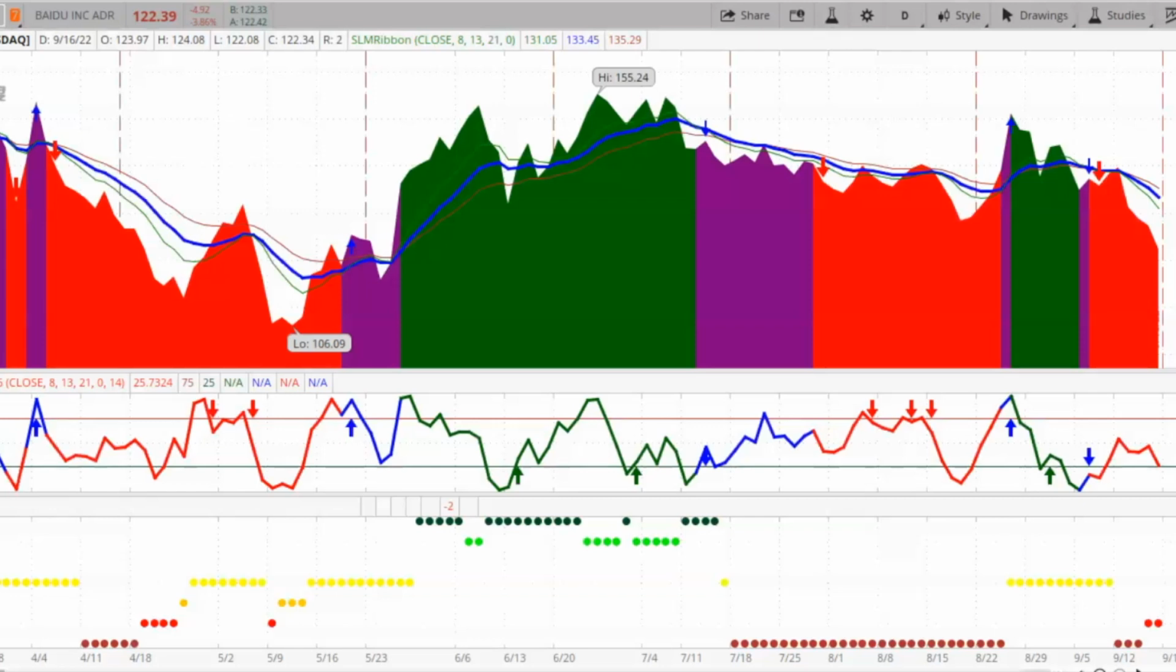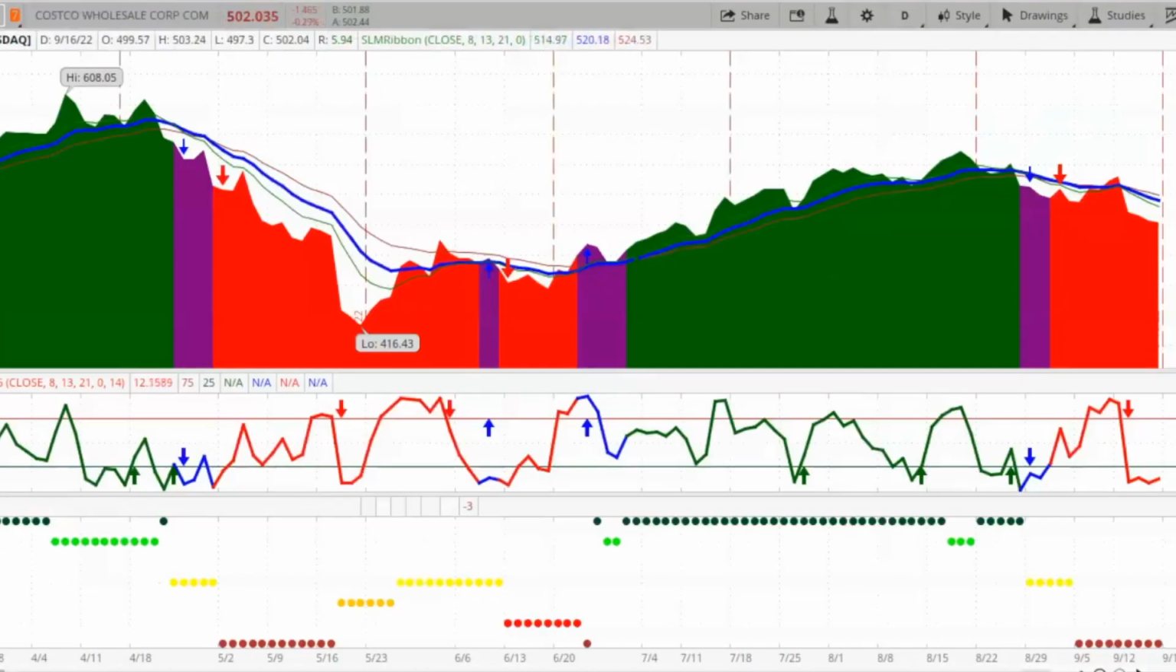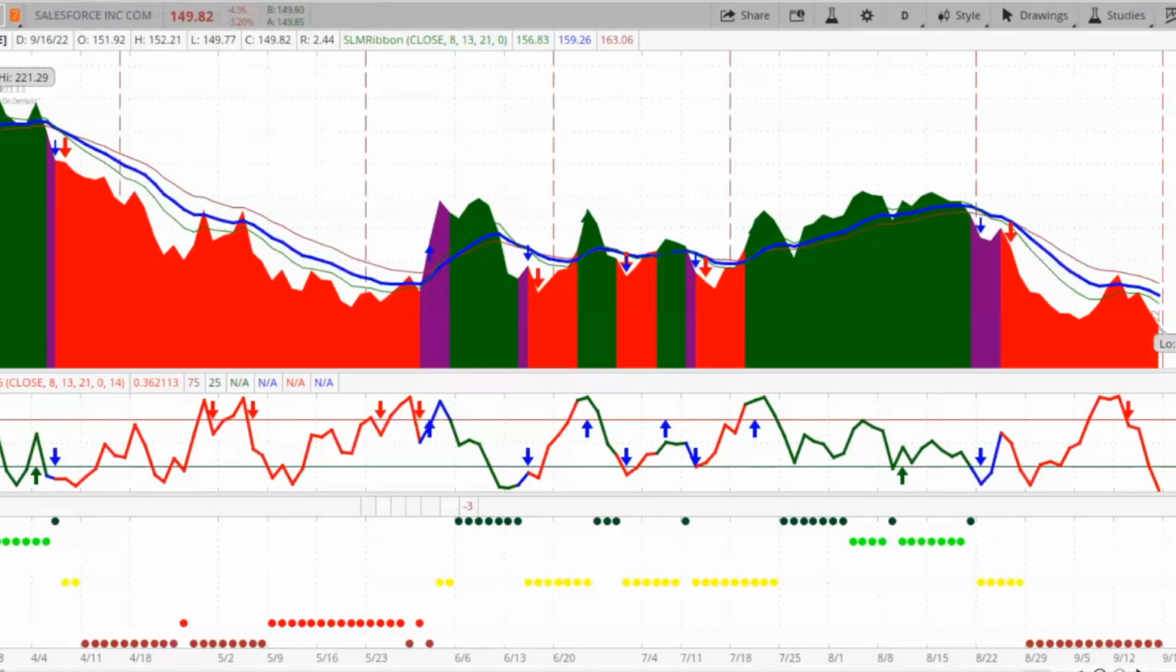This is Baidu, still quite negative, as you can see right in there. This is Caterpillar, not being able to turn positive on that upside tick we had last week and now in negative condition. This is Costco, same thing, negative. Salesforce, looking quite negative when you see that, and that good resumption signal with that red arrow. Option bias indicator, been very reliably negative.